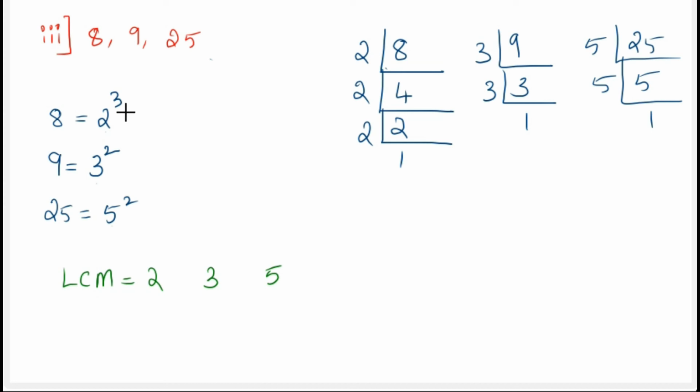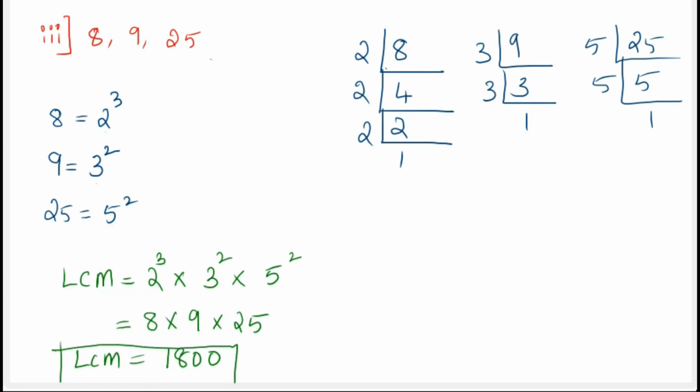2 का highest power क्या है? 3 है. So we have 2 cube multiplied by 3 का highest power क्या है? 2 है. So 3 square multiplied by 5 का highest power 2. 5 square. So this will be 2 cube is 8 multiplied by 3 square is 9 multiplied by 5 square is 25. 8 multiplied by 9 multiplied by 25, इनका प्रोडक्ट हमें मिल जाएगा 1800. So LCM is 1800. Next we need to find the HCF.